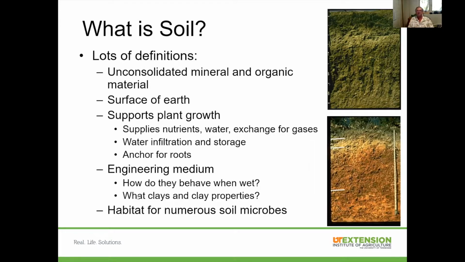So what is a soil? A soil is the unconsolidated mineral and organic material that we find on the surface of the earth. It generally will support plant growth. And what do plants need to grow? They need nutrients, they need water, and they need a place for anchoring their roots and for the gaseous exchange between the roots and the soil. Soils are also very important for water infiltration and storage, and so that's really what is a good definition of a soil for us soil scientists.